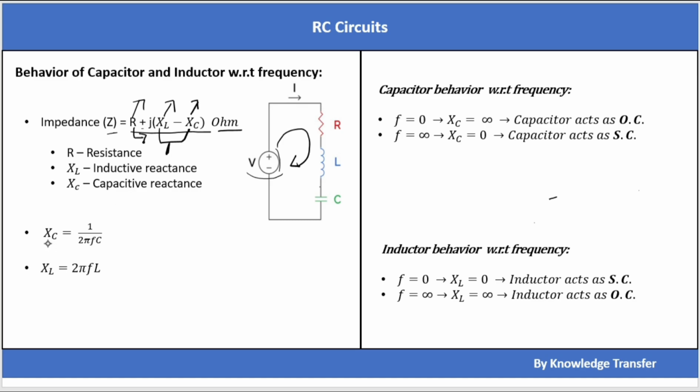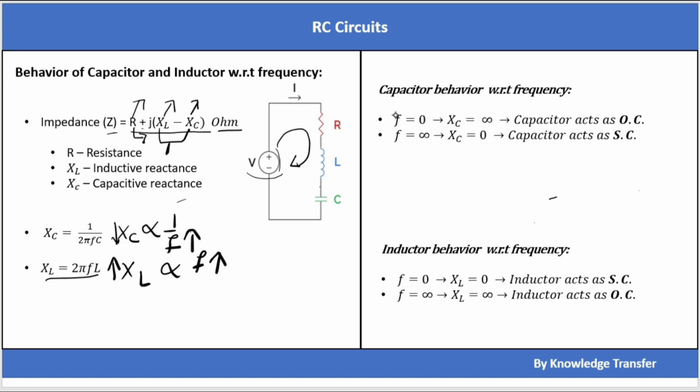So XC is equal to 1 by 2 pi f C, XL is equal to 2 pi f L. That means XC will be inversely proportional to frequency. If the input signal frequency increases, XC will decrease. The same way, XL is directly proportional to frequency. If input frequency increases, XL will increase, and vice versa.